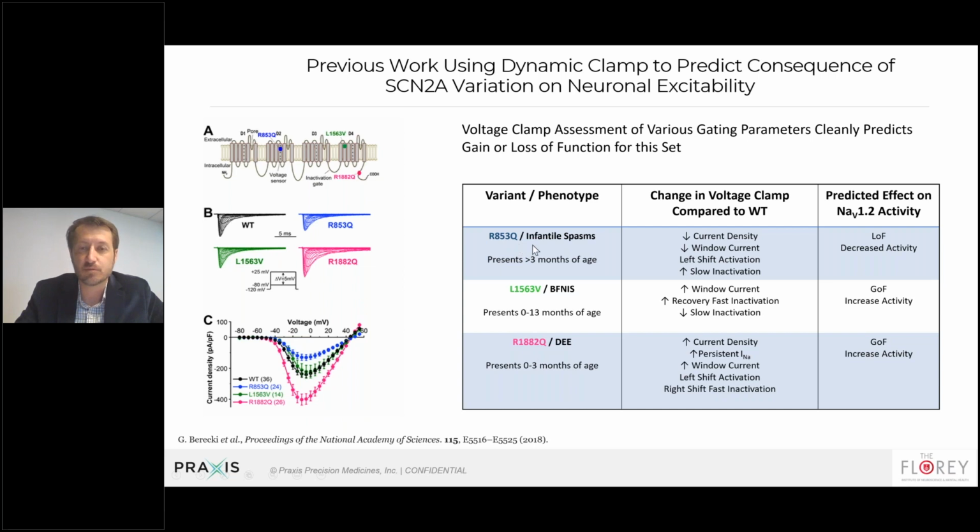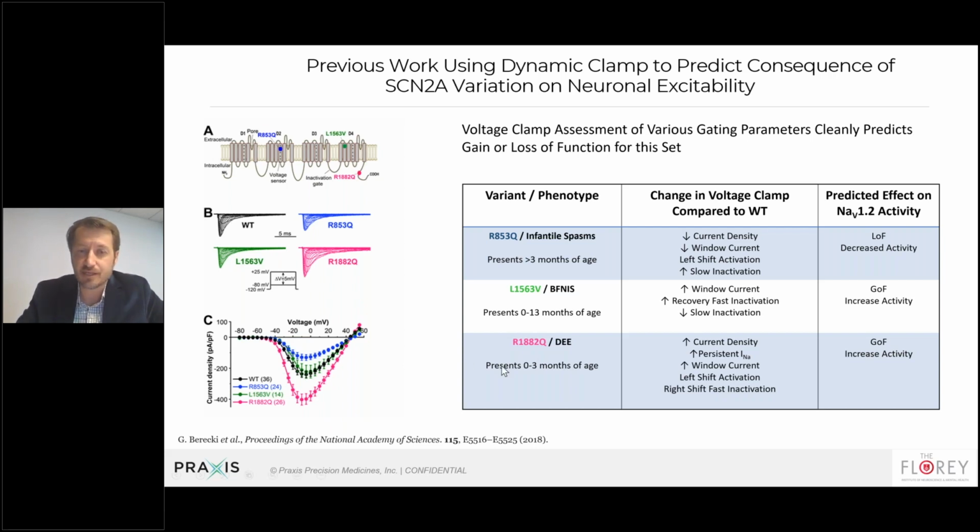The R853Q really presented with infantile spasms, presenting at greater than 3 months of age, so a later onset presentation. This L1563V, which is a benign familial infantile epilepsy variant, is more benign. You predict from that plot, if you remember, it's presenting with seizures, but benign seizures. So you would predict, based on the model, some gain of function properties, but maybe not severely affected.